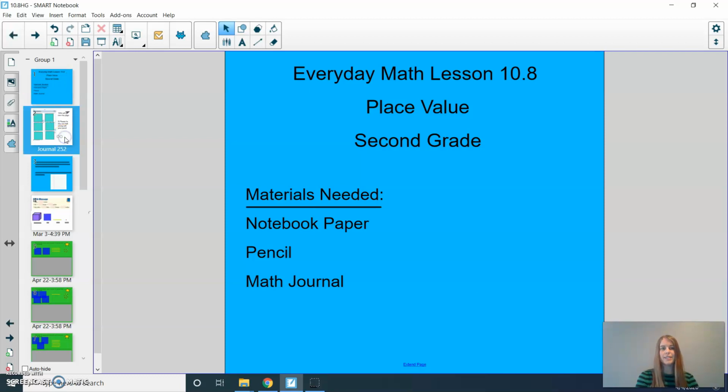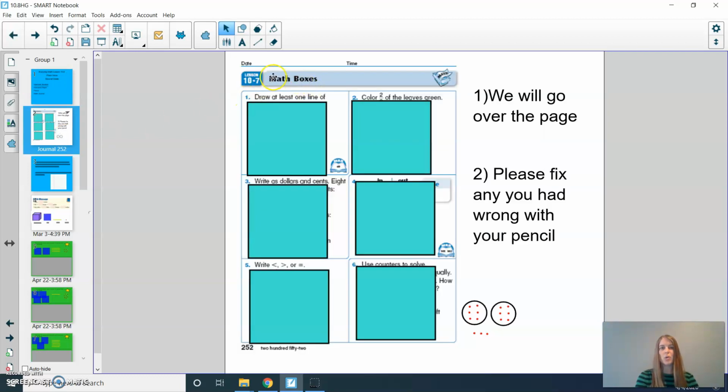Let's get started. The first thing we're going to do is go over our math journal page, our math boxes from lesson 10.7. And this is page 252 in your math journal. If you're noticing that you have any wrong, please use your pencil and eraser to fix those mistakes.